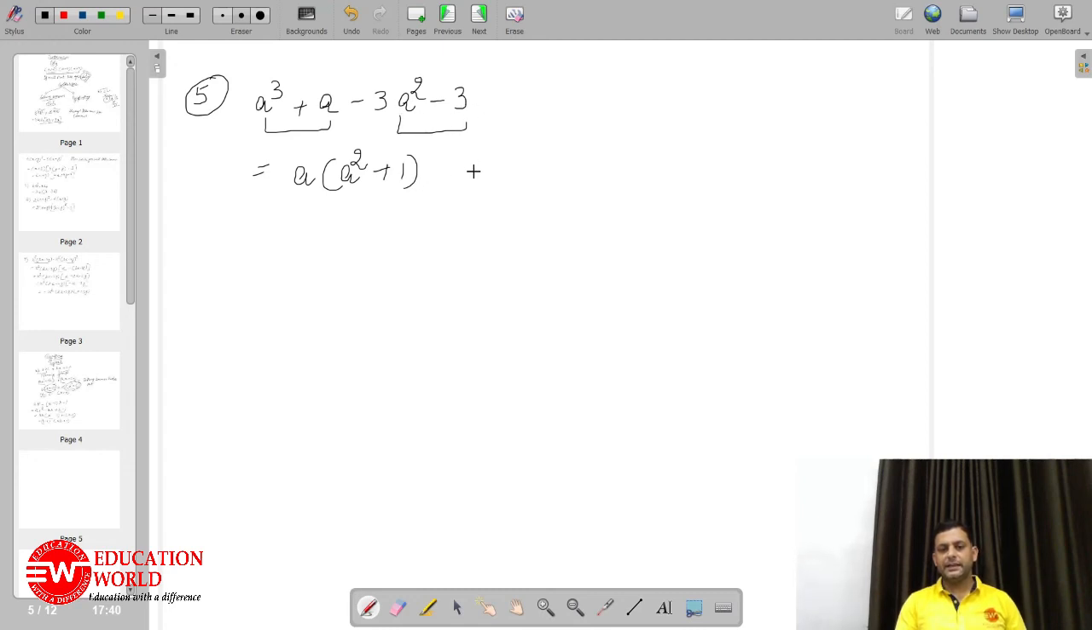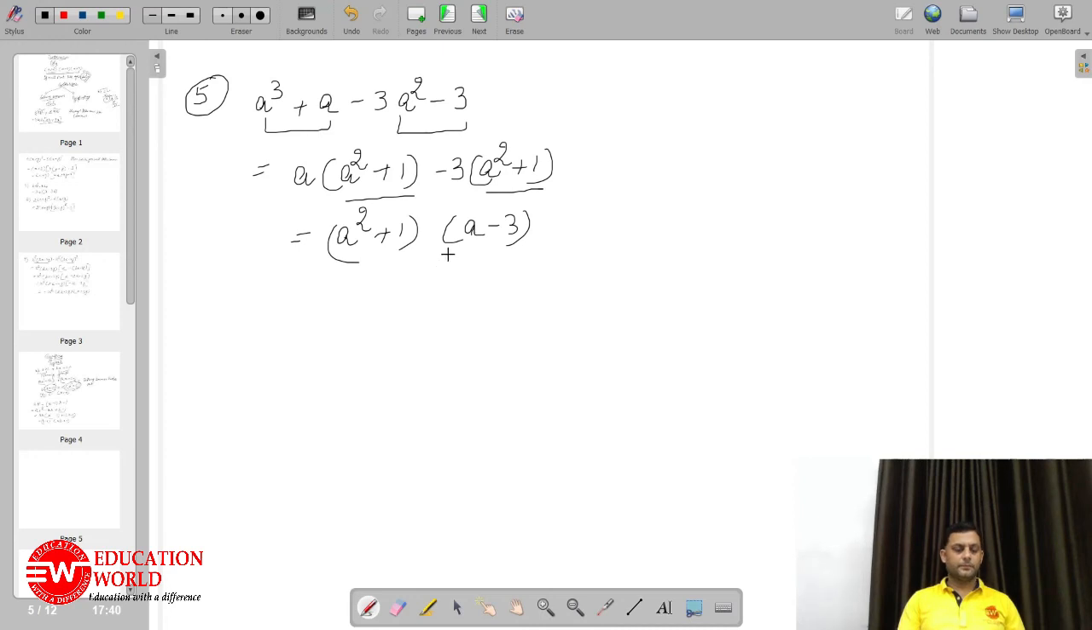If I see here, 3 is there, but both the terms are negative, so I have taken negative common. Now you can see, again both the brackets are the same. Sometimes you have to change the grouping. We can take any question.